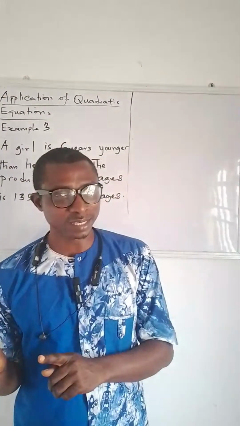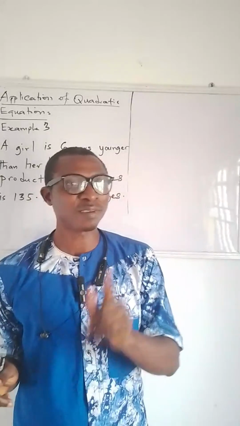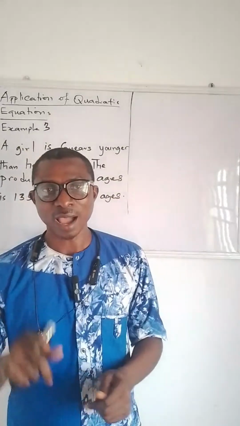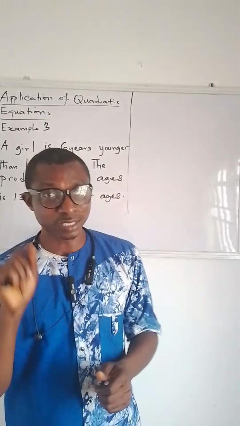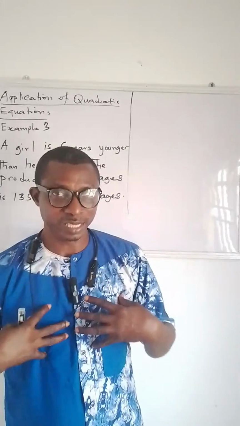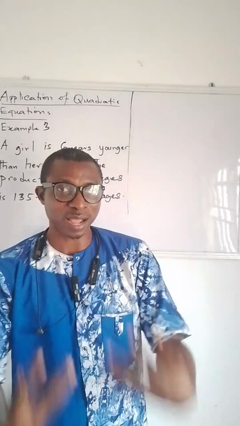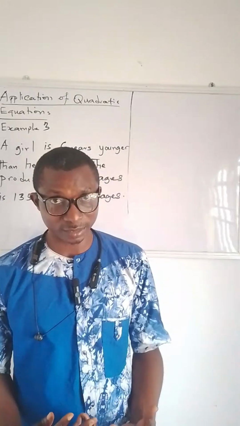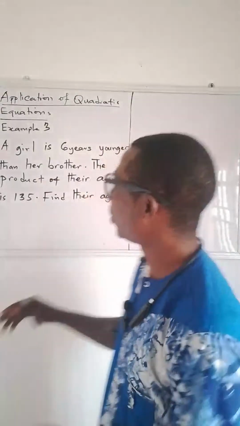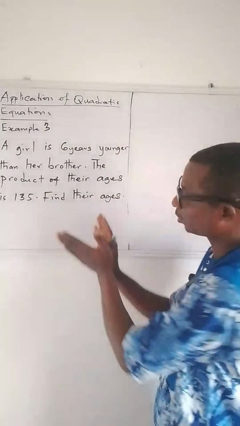Now, you are 20 years, and your brother is 5 years younger than you. Now, how do you get that 15? What you did was you subtracted 5 from your year. You are 20. You have to subtract 5 from 20. Okay? So now, we are going to use that knowledge to solve this problem.